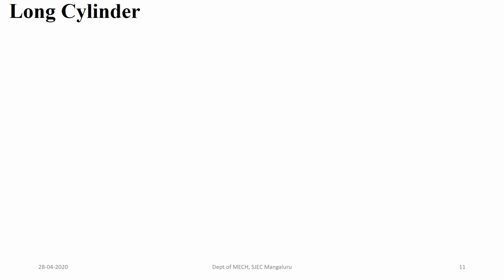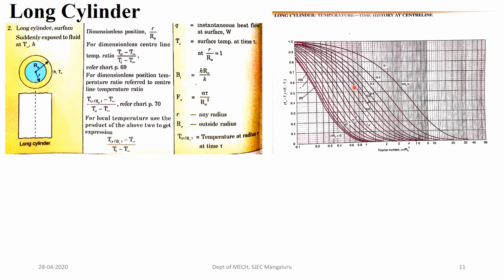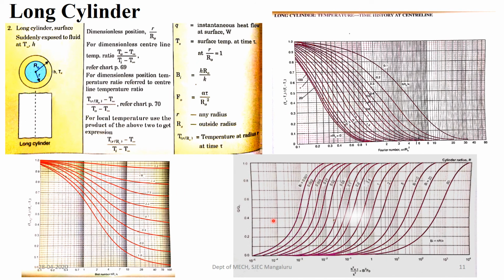Now we will go to the long cylinder. Just like the infinite plate, for a long cylinder this is the sketch given. Here the length of the cylinder is not mentioned, it is very long, and the Biot number is given by h R naught by k. The Fourier number is given by alpha t by R square. Refer to page number 69 for the center plane temperature. This is the 69th page. This graph you will get. Same thing, with Fourier number and Biot number you will get the center plane temperature. Next, refer to page number 70, you will get the temperature at any position x. And finally find the heat flow using the third graph.